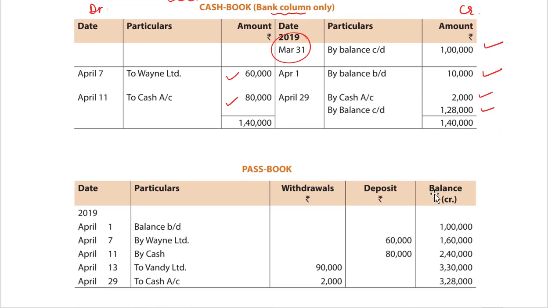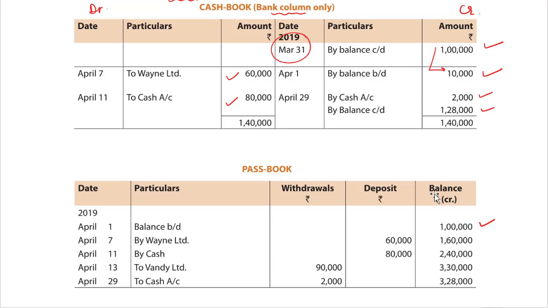Let's see the passbook now. Over here, the opening balance is 1 lakh. Students, you can see over here that they had taken this balance wrong. The balance was 1 lakh, but they had entered 10,000. And secondly, this side is also wrong because the opening balance comes to the debit side, but this person has recorded it on the credit side.